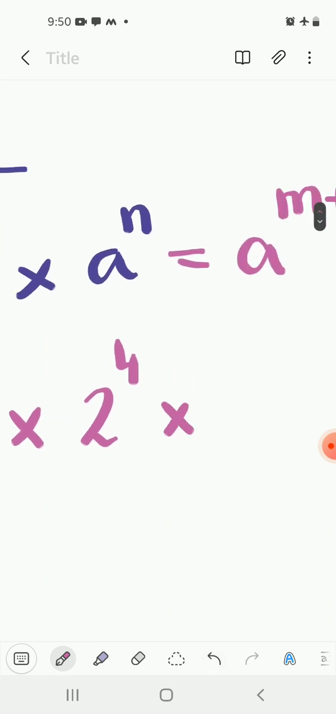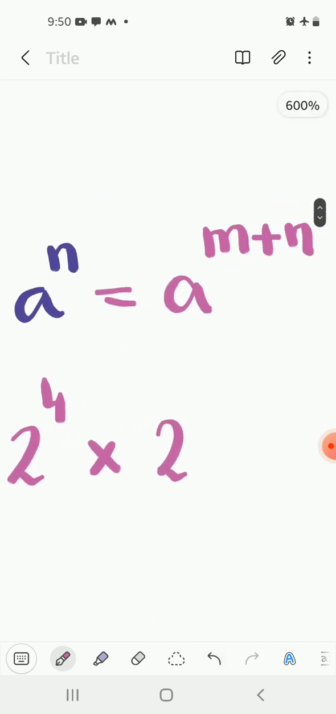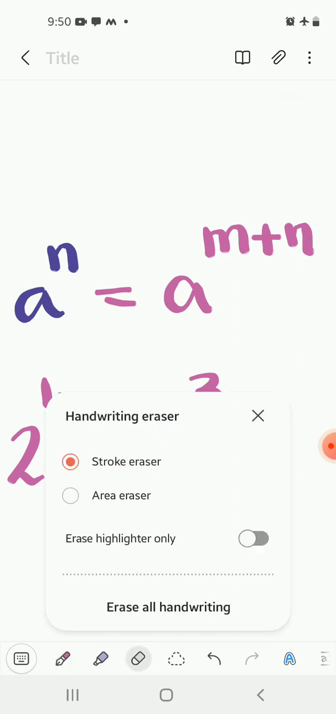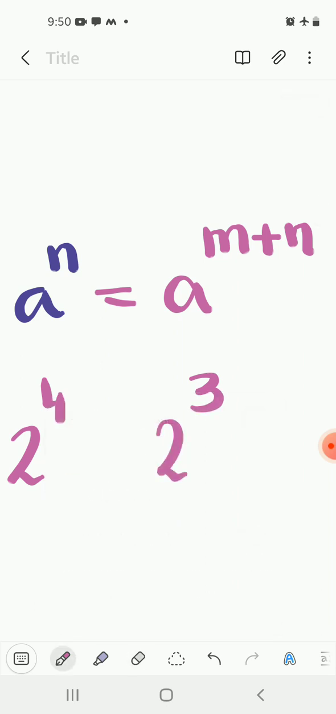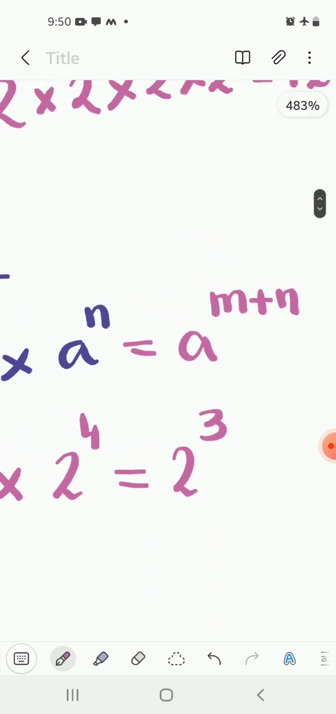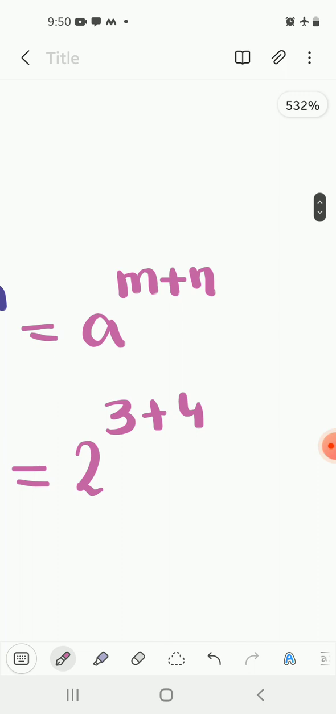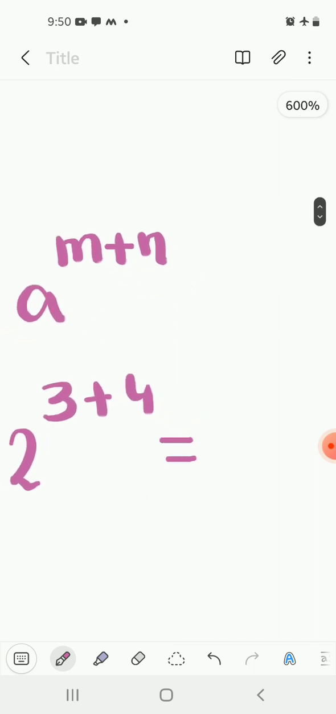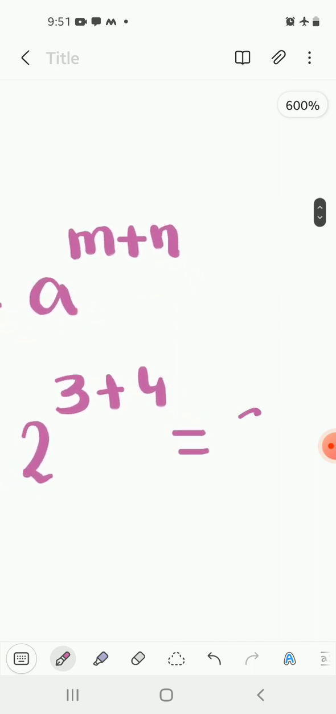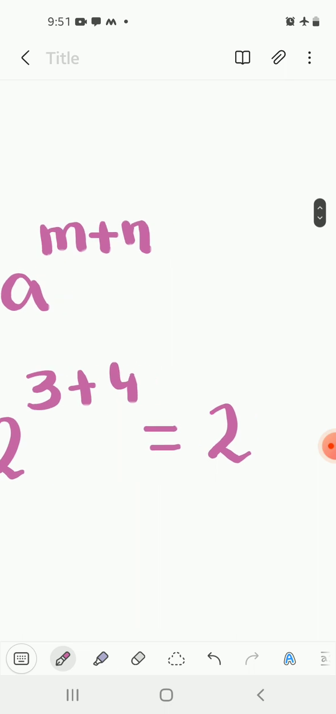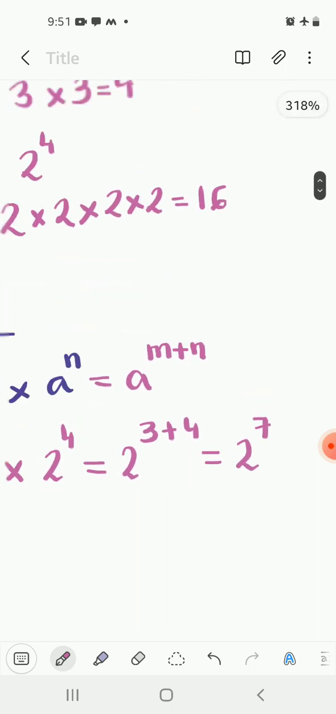So 2 to the power 3 into 2 to the power 4 is equal to 2, the base, to the power 3 plus 4. So the exponents, the powers, need to be added. 3 plus 4 is 7. So my answer is 2 to the power 7.